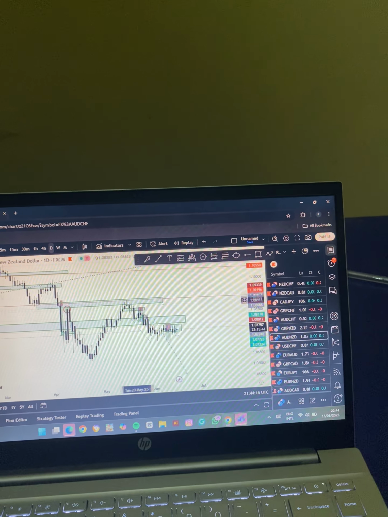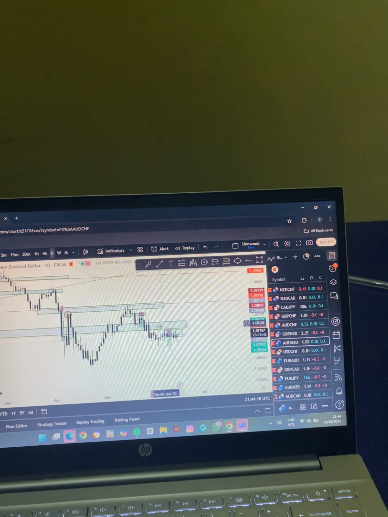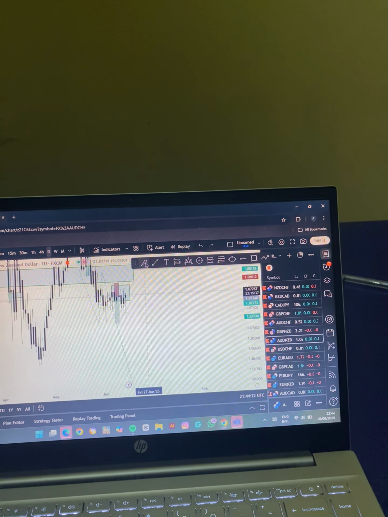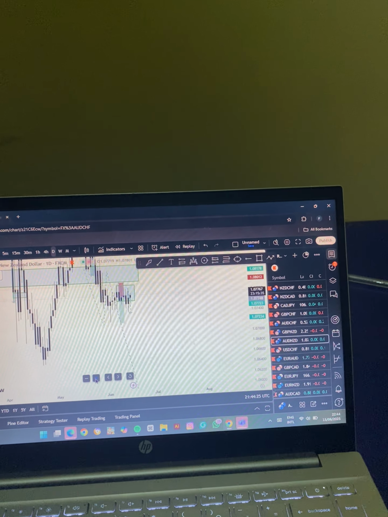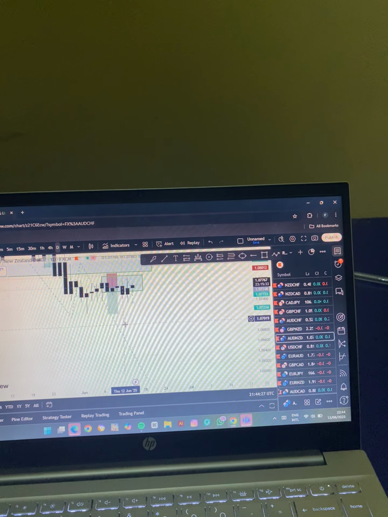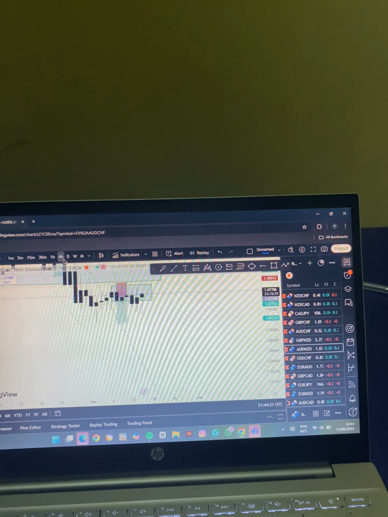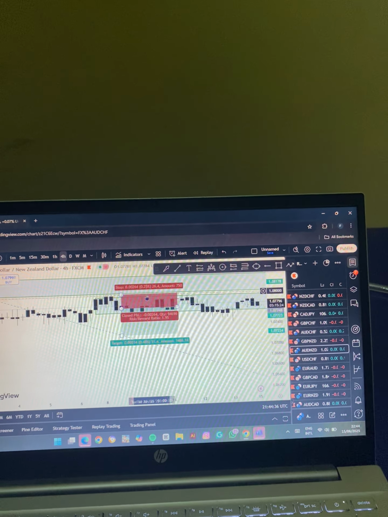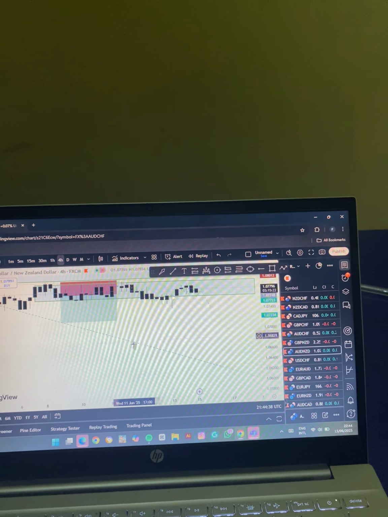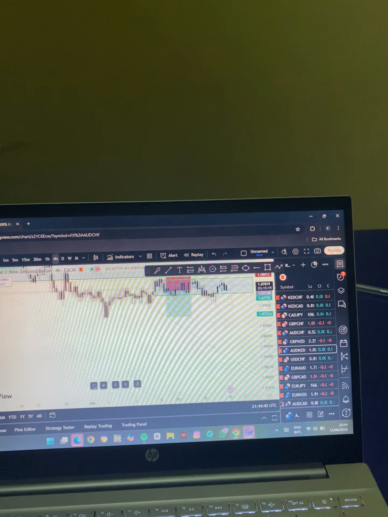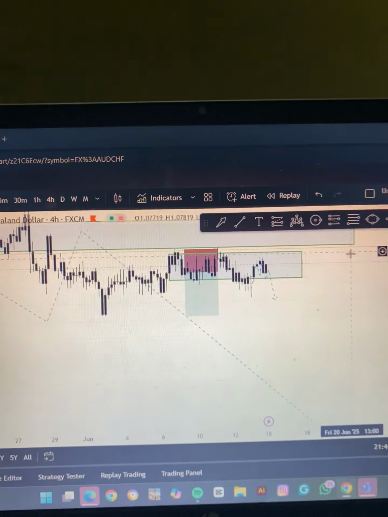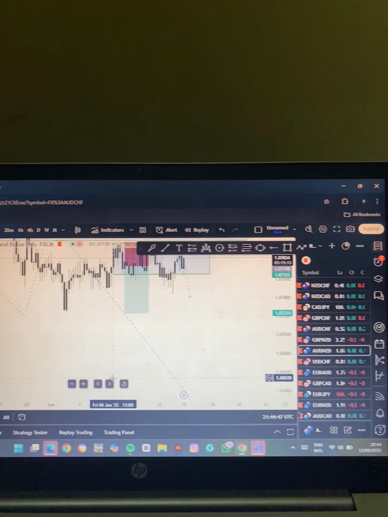Left shoulder, head, right shoulder, all that. So now the structure is forming below the neckline. So probably we're looking for sales at first around this area. Price is stubborn, it's been ranging around this area for a while. It hit our SL, then kept on moving. Probably now the ideal entry is here, because this is a double top.